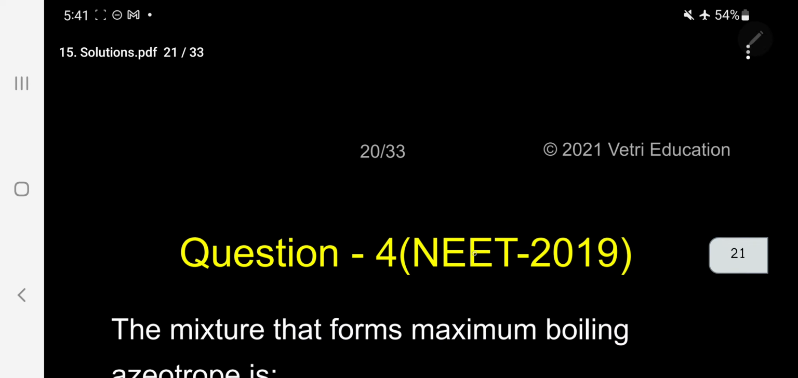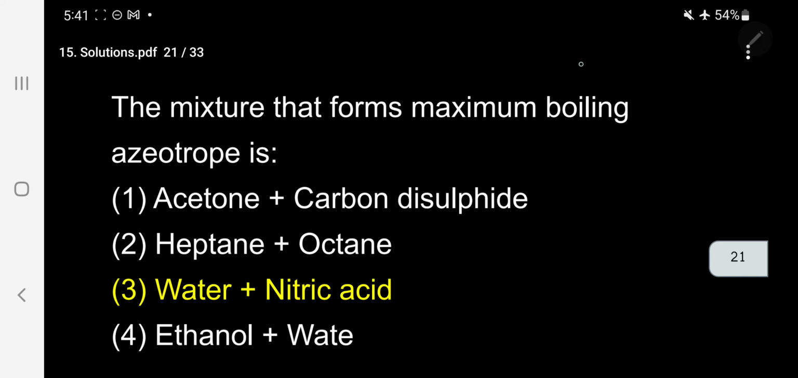Now we'll go for the question answers. There are 4 options given. So the correct answer is water and nitric acid. I have given the explanation already and need not explain again. So the correct answer is 3.